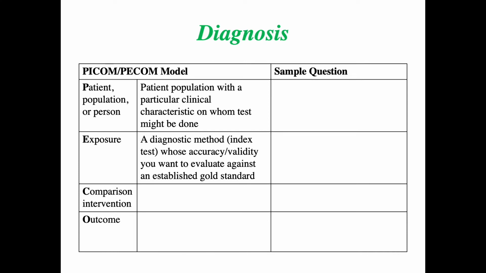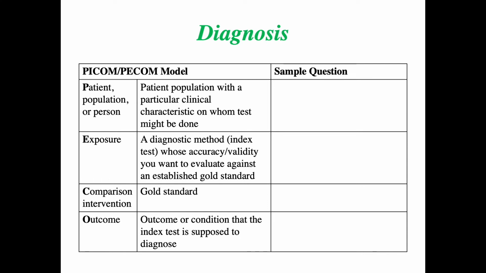The exposure in this case would be a diagnostic method, usually an index. We usually call that an index test, the test that we're trying to assess, whose accuracy or validity you want to evaluate against an established gold standard. The gold standard naturally would be the comparator. The outcome pertains to the condition that the index test is supposed to diagnose.